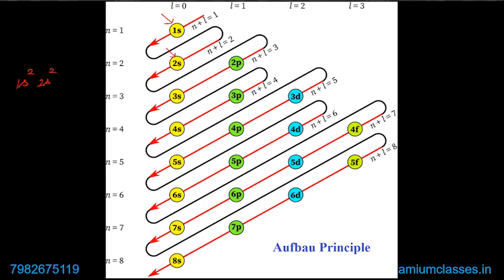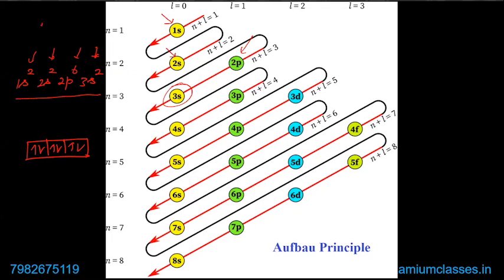You will write 2s2. So we have covered 4 electrons till now. After that, you will have 2p, but p can have 6 electrons, so that makes 10 electrons. Then 3s2. Now I have covered 12 electrons: 2 plus 2, 4 plus 6, 10 plus 2, 12. It means the electronic configuration of magnesium will be 2, 8, 2.